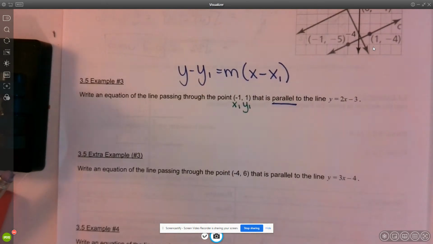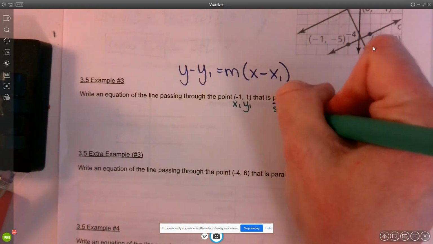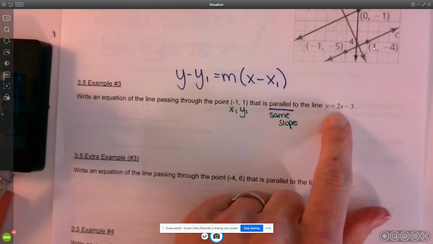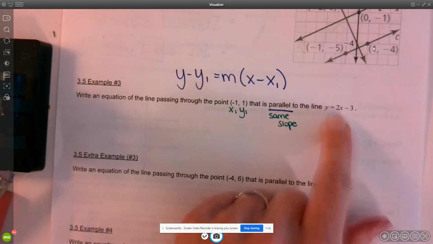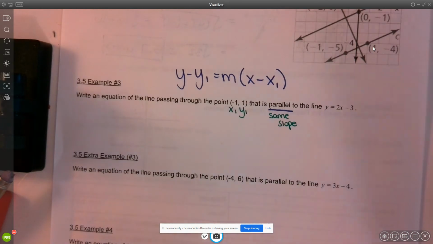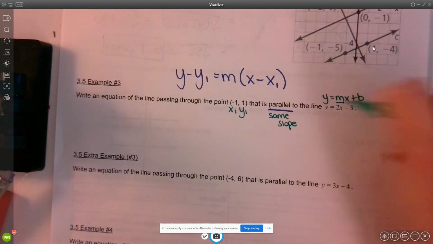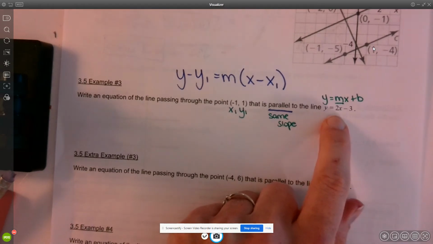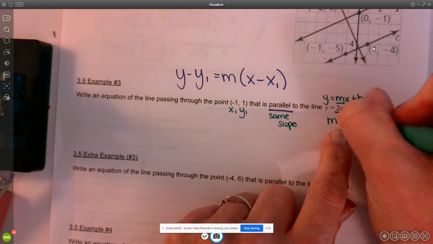Now, to find the slope, I need to figure out the slope of the line that it is parallel to, because remember, parallel lines have the same slope. I know my line has to be parallel to this one. So if I can find the slope of this line, then I can know the slope of what my line needs to be. This equation is in slope-intercept form. Remember, in slope-intercept form, the number that comes before x is our slope. So the slope of this particular line, y equals 2x minus 3, is 2. I'm going to make a little note to myself that the slope of this line is 2.